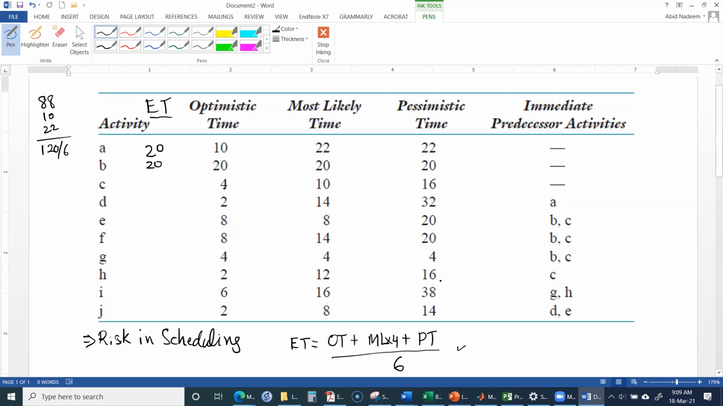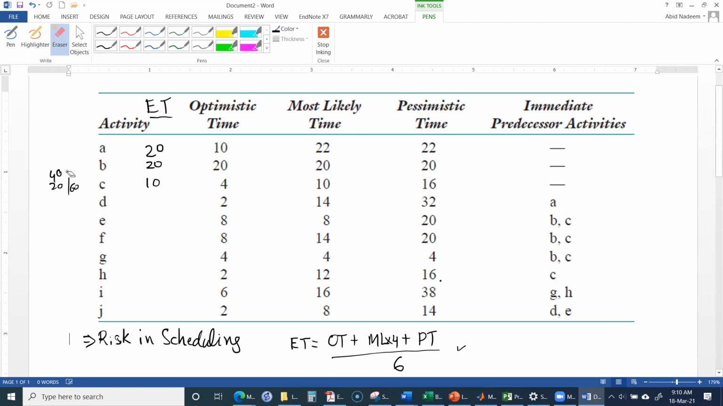For activity C, what will be that value? 10 times 4 is 40, 40 plus 4 plus 16 is 20, 40 plus 20 is 60. 60 divided by 6 is 10. Are you following it? Yes, we are following it.